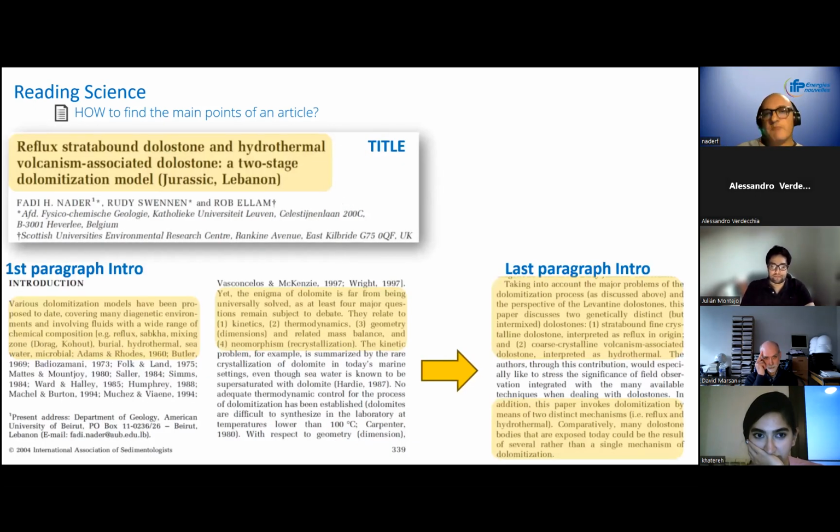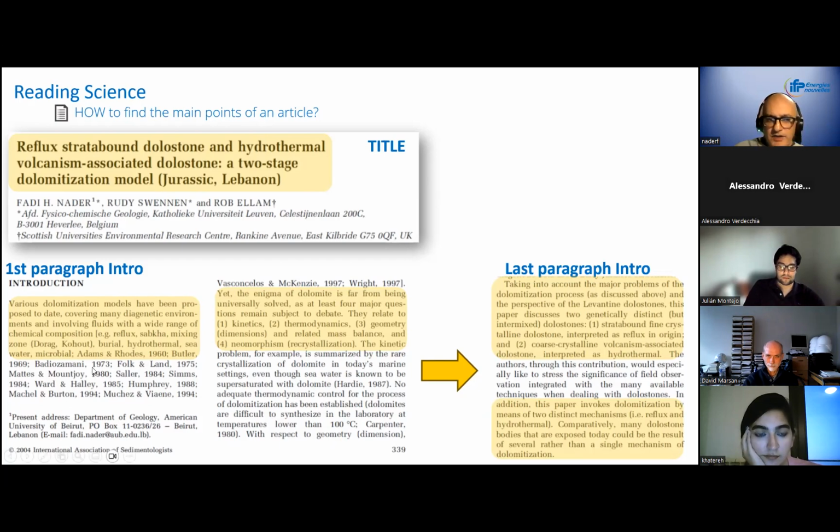I'll give you an example from my own paper that I just showed you before. The title is "Reflux Stratabound Dolostone and Hydrothermal Volcanism Associated Dolostone: a two-stage dolomitization model." Fine. From the title, I know that this is a mixing of two models of dolomitization. One is reflux, one is hydrothermal. If this title doesn't interest me, there will be no go. I don't continue.